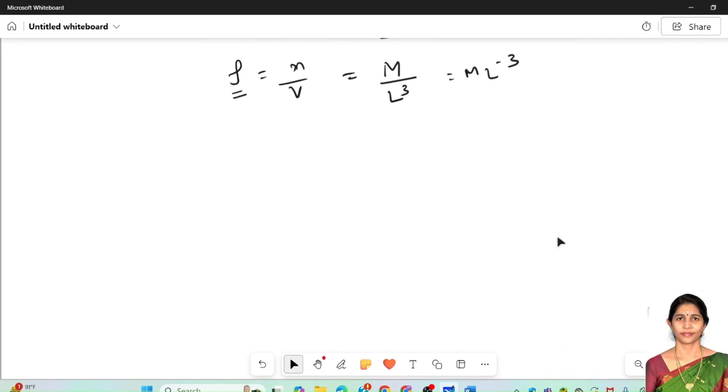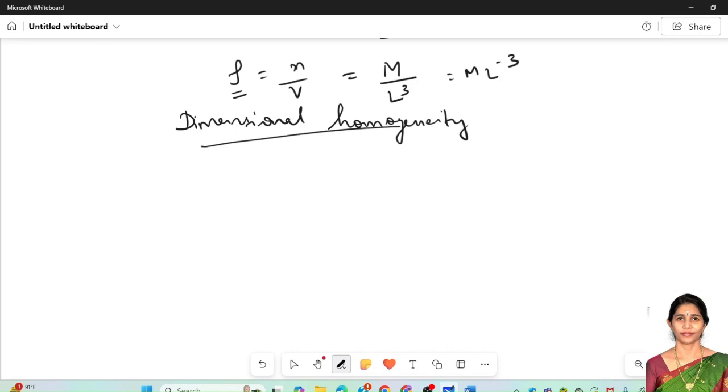With this basic understanding, we'll check the dimensional homogeneity. So there is one term called dimensional homogeneity. Let me take the velocity equation. V equals root 2 GH, right? I'm going to check the dimension value on the left hand side as well as on the right hand side. We know that for velocity it is LT minus 1. Let me check this side.